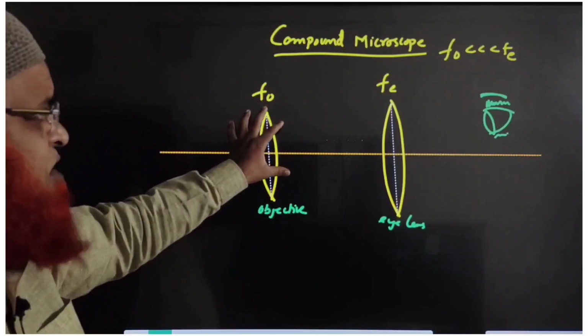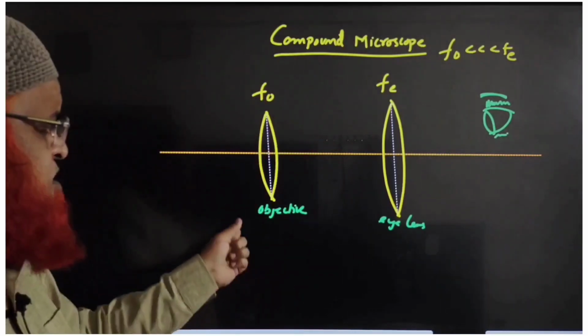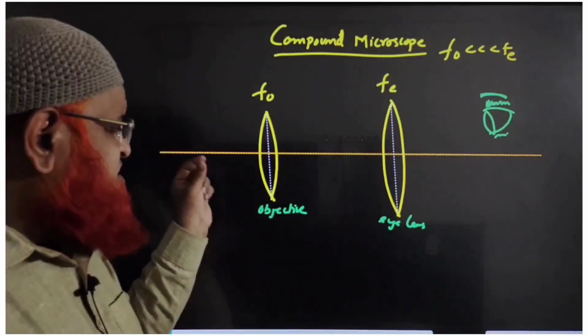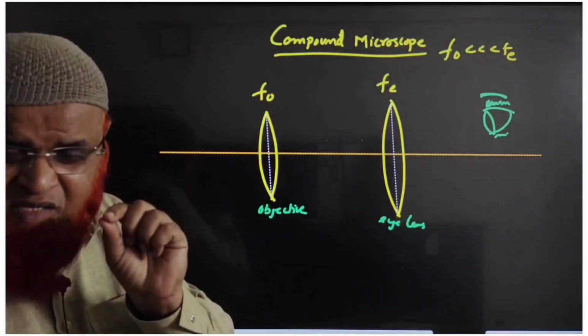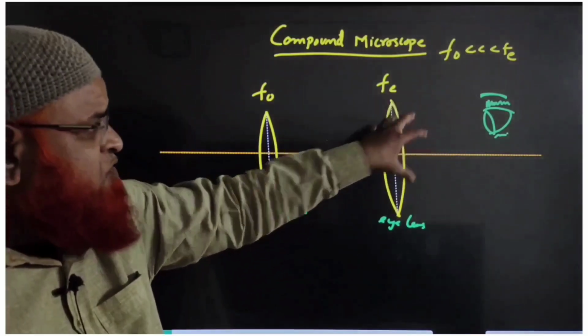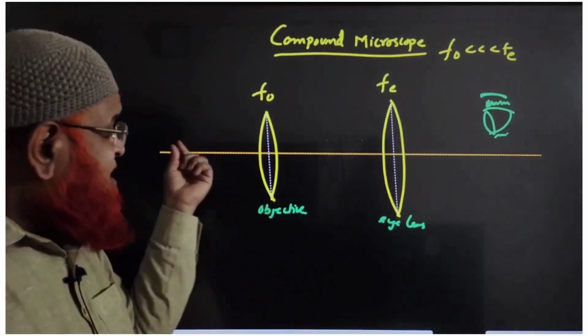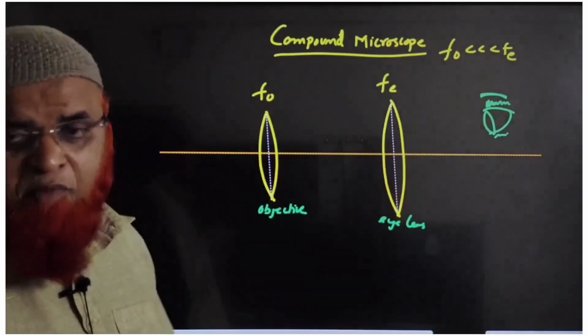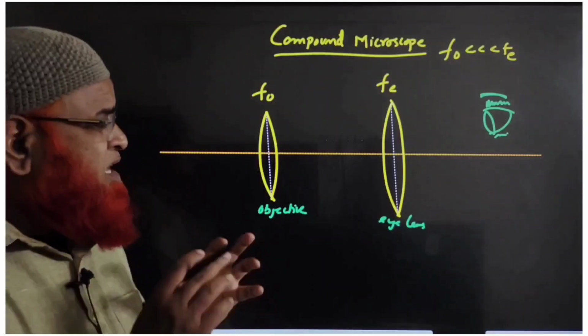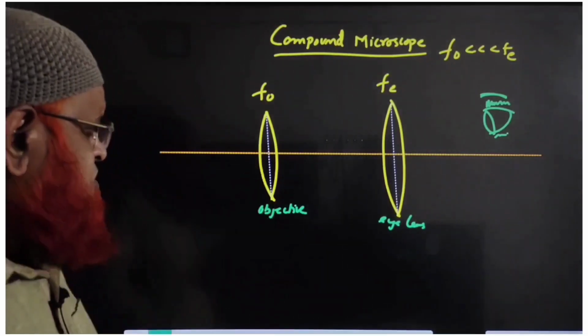The focal length is very small for an objective. How can you decide that? Because you are seeing very small objects. Eye lens means eyeball. Objective means microscopic objects, very small objects. The eyeball is bigger, so the focal length of the eye lens is bigger. Microorganisms are very small compared to the size of an eyeball. That's why the objective has a very low focal length. Understood? So this is said to be an objective.